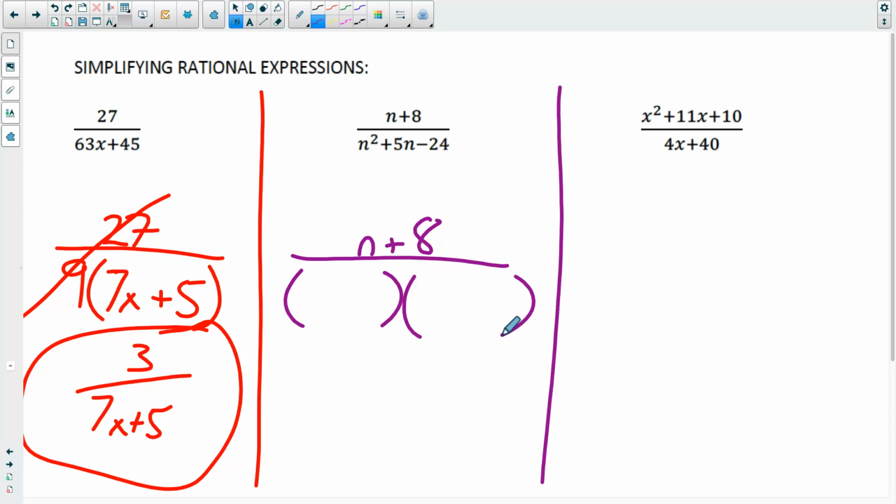And so now we start thinking about it. N squared plus 5n minus 24. The first item of a polynomial, in this case the trinomial, gives me the first piece of both parentheses. So n squared gives me n times n, okay? Now we look at the 24. What numbers multiply to 24? That's going to give me my numbers on the back end of the parenthesis.